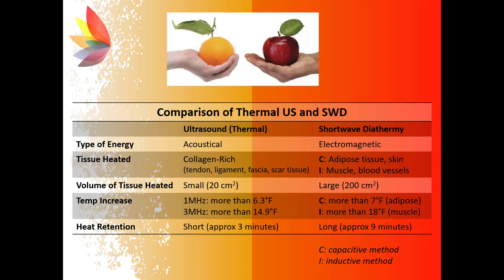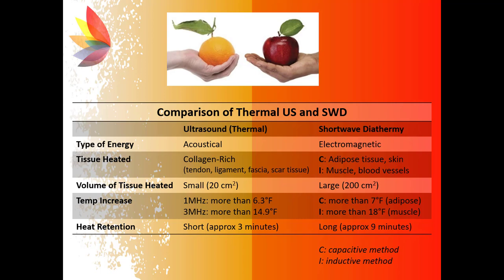This table compares thermal ultrasound to shortwave diathermy. Ultrasound uses acoustical energy, while shortwave diathermy uses electromagnetic energy. Ultrasound heats collagen-rich tissue such as tendons, ligaments, fascia, and scar tissue, while shortwave diathermy heats adipose tissue and skin via the capacitive method, and muscle and blood vessels via the inductive method. The volume of tissue is nearly 10 times larger in shortwave diathermy than ultrasound for our treatment area, with 200 square centimeters compared to 20 square centimeters respectively.